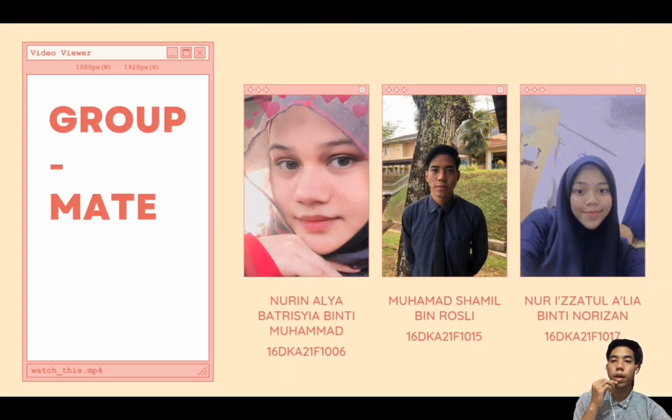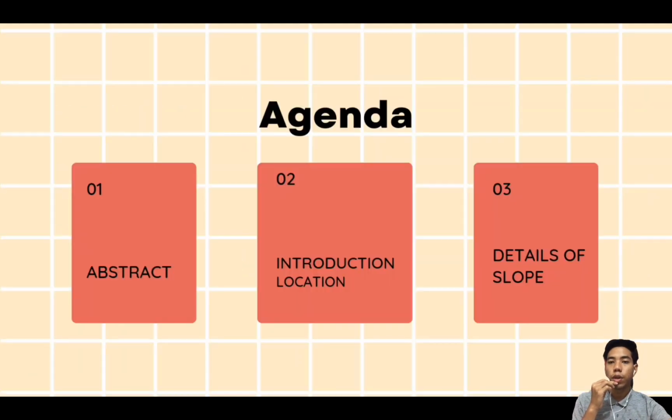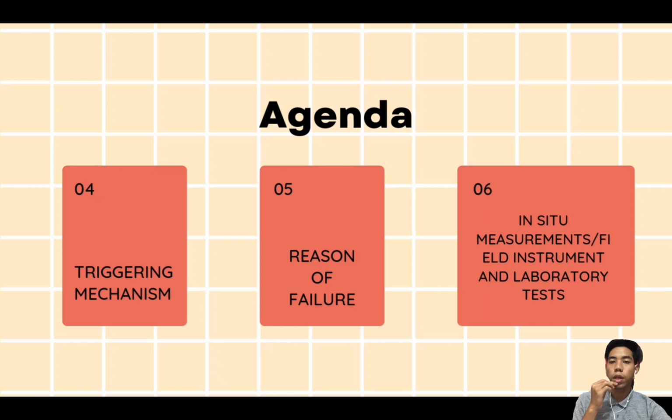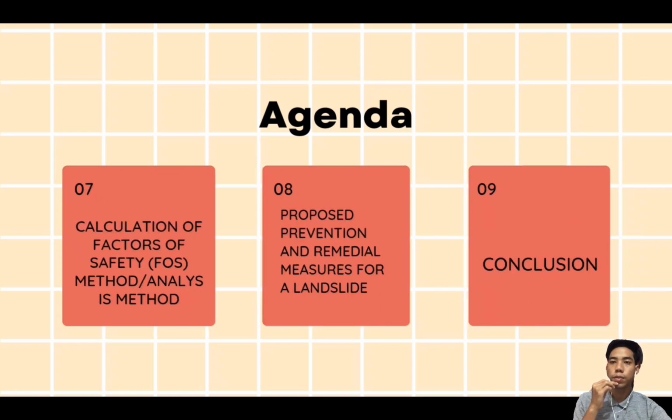Starting with me, I, Muhammad Syamil bin Rosli, 16DKA21F1015, with my friends Nurin Alia Batrisha binti Muhammad, 16DKA21F1006, and Nur Izzatul Alia binti Norizan, 16DKA21F1017. So, in total, there are 9 agendas that we will explain in this video presentation.